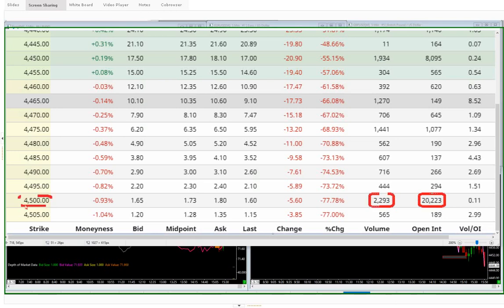The 45 handle, the big 45 handle. Massive amounts of call volume and massive amounts of call open interest. Huge areas. Where's the second biggest area? Surprisingly enough, it's this one here, 8,000 contracts, with 1,900 contracts traded, at 44.50.